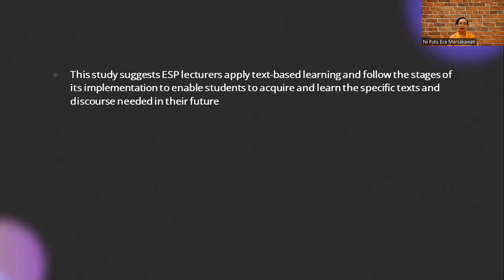So what can we learn from this study? From this study, we can see that it confirms that text-based English learning can help the students, in this case the ESP students, to create the text and to understand the registers that they need, and also to communicate in their specific area very well. So this study suggests ESP lecturers apply text-based learning and follow the implementation to enable students to acquire and learn the specific text and discourse that the students need in the future.